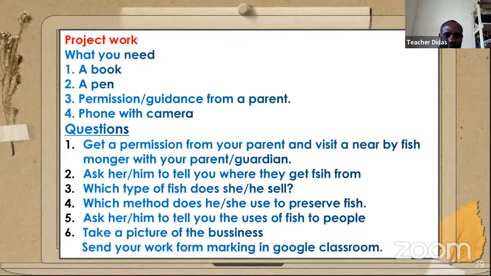One, what do you need? You have to have a book and a pen. Also, I request you get permission or guidance from a parent or a guardian, if you'll be at home, or a sister or a brother. Two, I need you to have a phone with a camera. And what are you going to do? One, you must first seek permission from your parent and visit a nearby fishmonger with your parent or guardian. A fishmonger, I've said, is a person who sells fish. You have to go near that person.